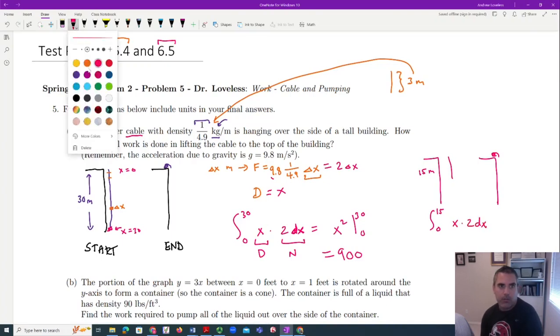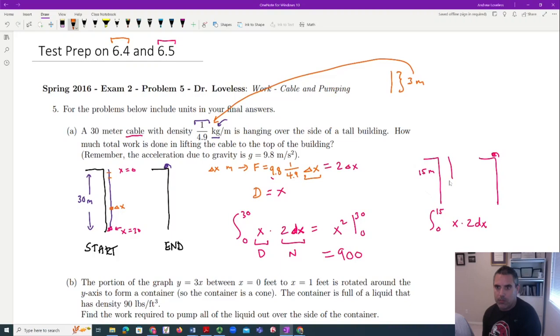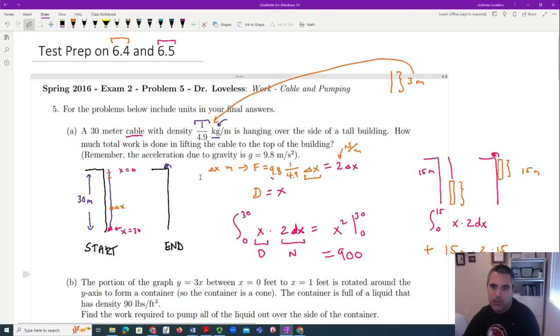But that ignores the rest of the work that was done, which was the work to lift the rest of the rope. We talked about this in class, how if I was doing this, I wouldn't try to incorporate that in the integral. I would just say, well, this entire part of the rope all got lifted 15 meters. It all got lifted the same amount. So I can just add 15 meters times however much that part of rope weighs. You might say, well, I don't know what that is. We do. It's 2 newtons per meter, and the length is 15 meters. So this would be the distance. This would be the length. There we go. That would be halfway.